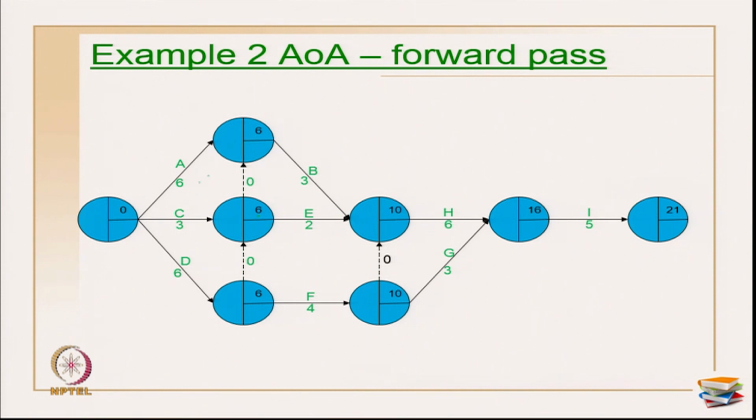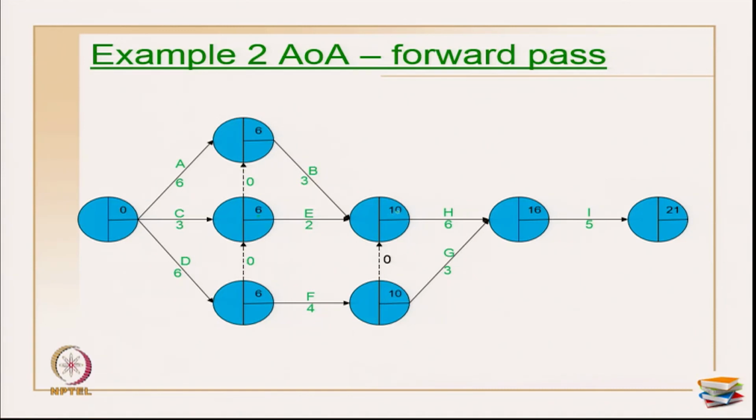Now, coming back to A, this is 0 plus 6 is 6, this is 6 plus 0 is 6. Again there is no minimum or maximum, but generally you are supposed to take maximum. So, this becomes 6. Now, for this particular activity I have 6 plus 4, because this is in the successor list. So, 6 plus 4 is 10. So, the early event time of this event is 10.